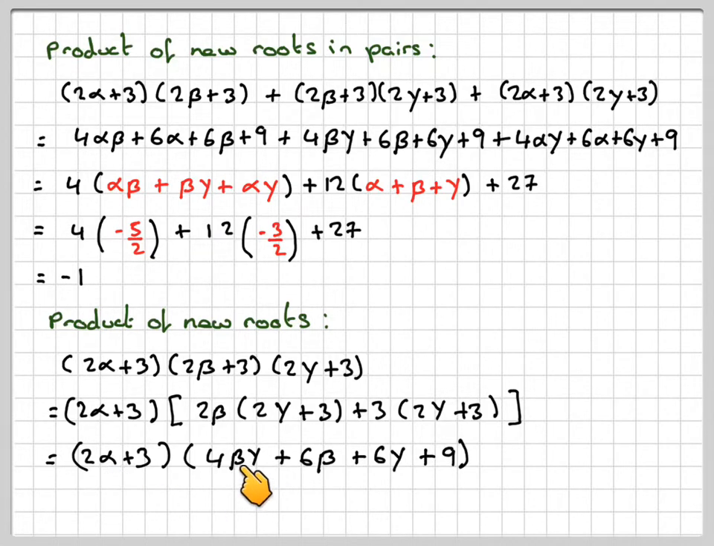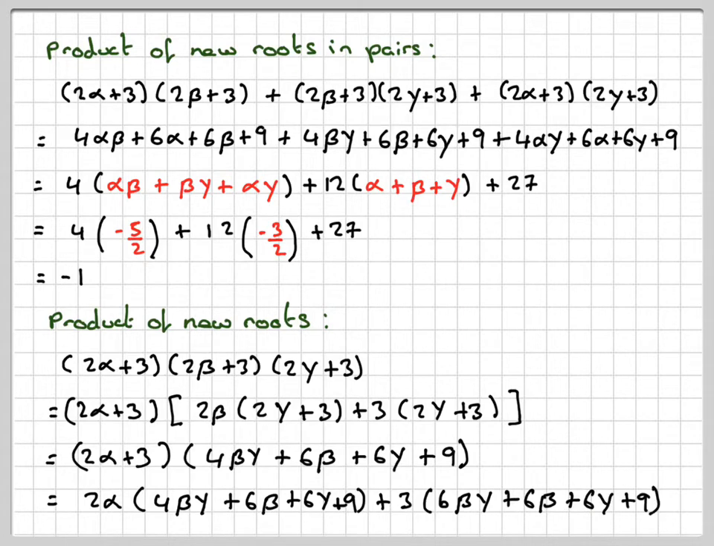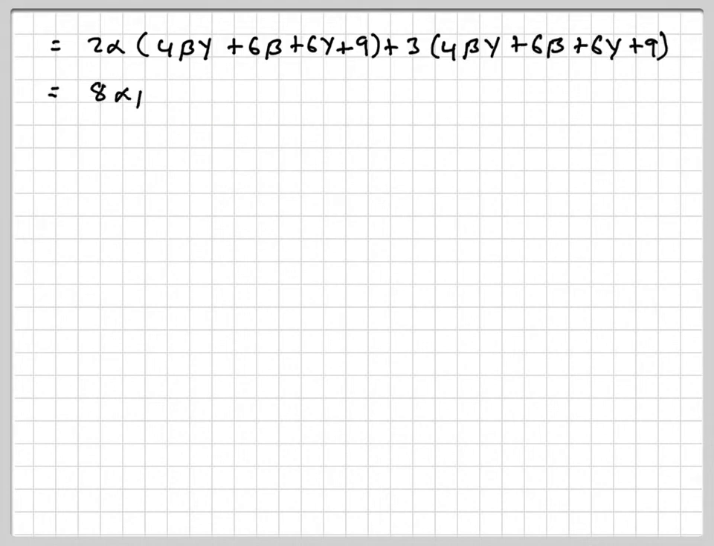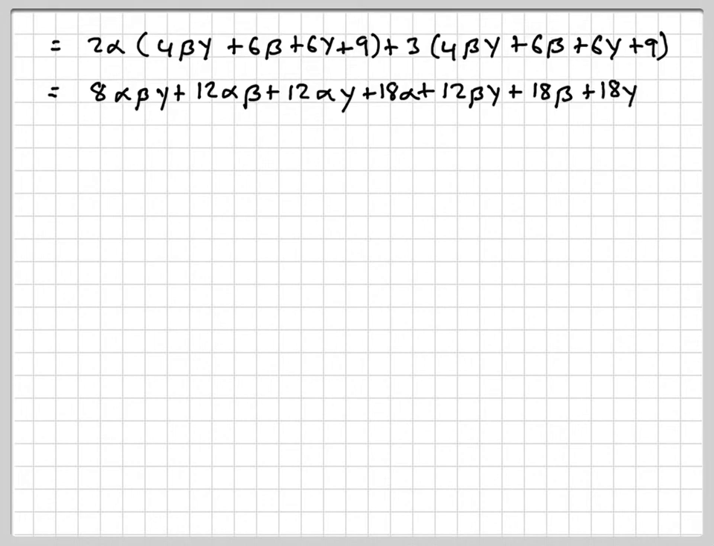Now doing 2 alpha times that bracket plus 3 times that bracket. Be careful not to miss something out. Okay, just writing that out again. Then going through, we're going to get 8 alpha beta gamma plus 12 alpha beta plus 6 alpha gamma plus 18 alpha, and then we're going to get 12 beta gamma plus 18 beta plus 18 gamma plus 27.